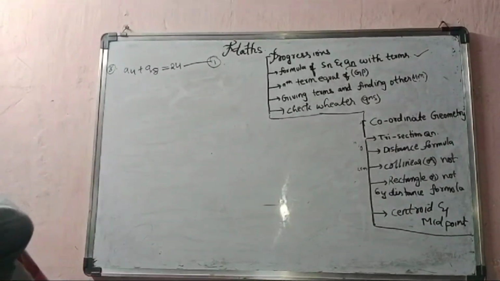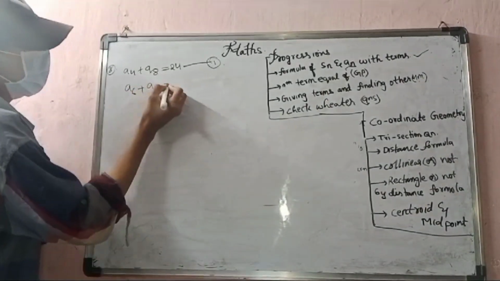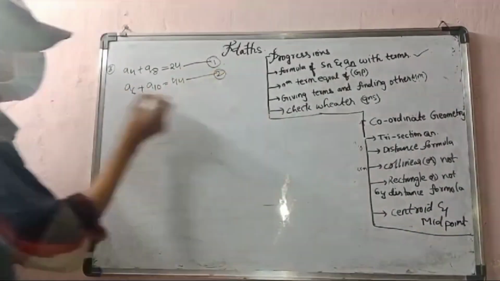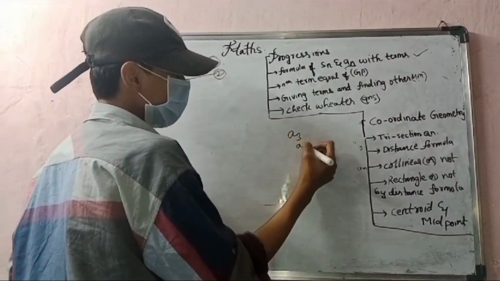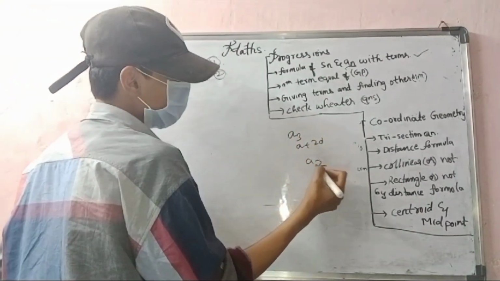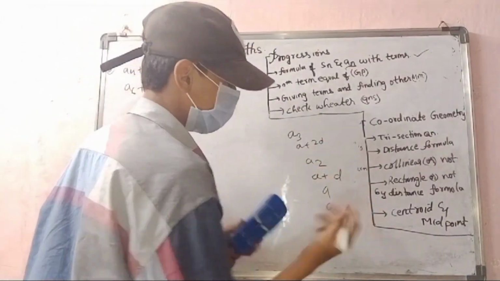Okay, and second given, sum of sixth term and tenth term is 44. A6 plus A10 equals 44. Take this as equation 2. You solve directly. How can you solve? I told you that if A3 is there, we can write it as A plus 2D, just minus 1. A2 means A plus 1D, which is nothing but A plus D. Okay, now here A1 means A. Like this only we will write.